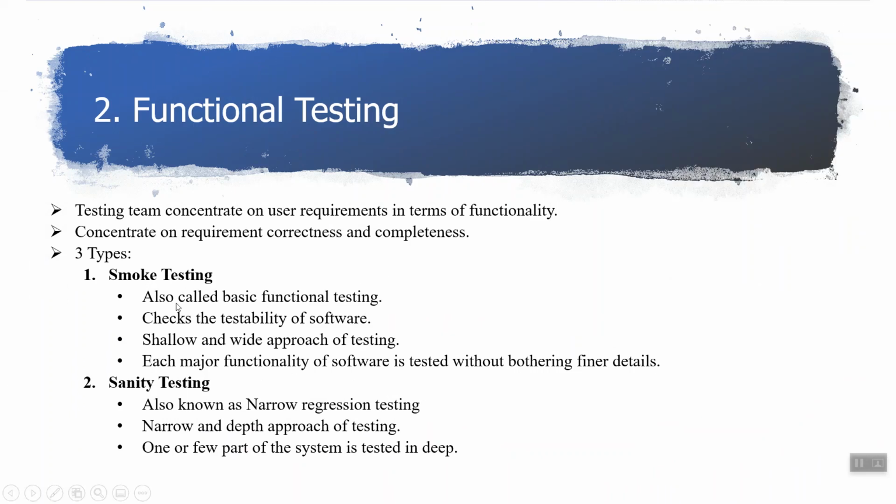The second type is functional testing. In functional testing, the testing team concentrates on user requirements in terms of functionality. Here they concentrate on requirement correctness and completeness. There are three different types for functional testing. First one is smoke testing.